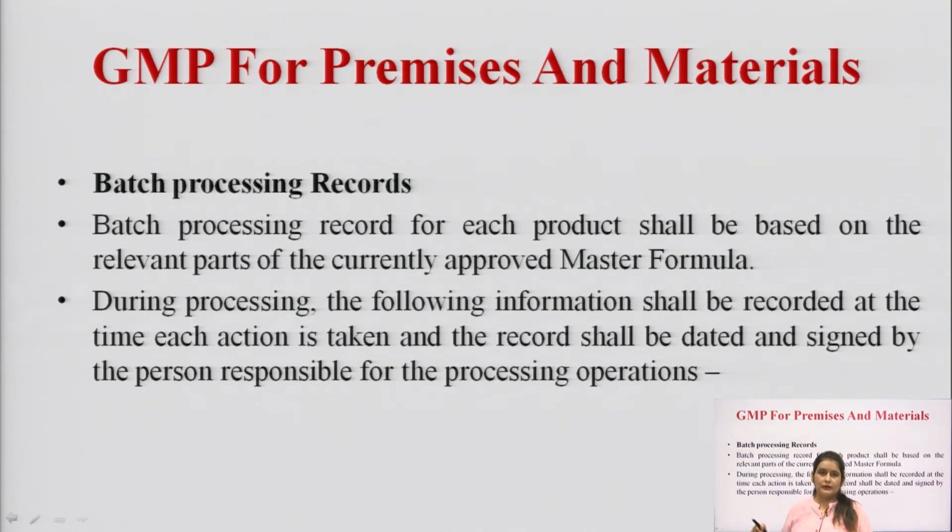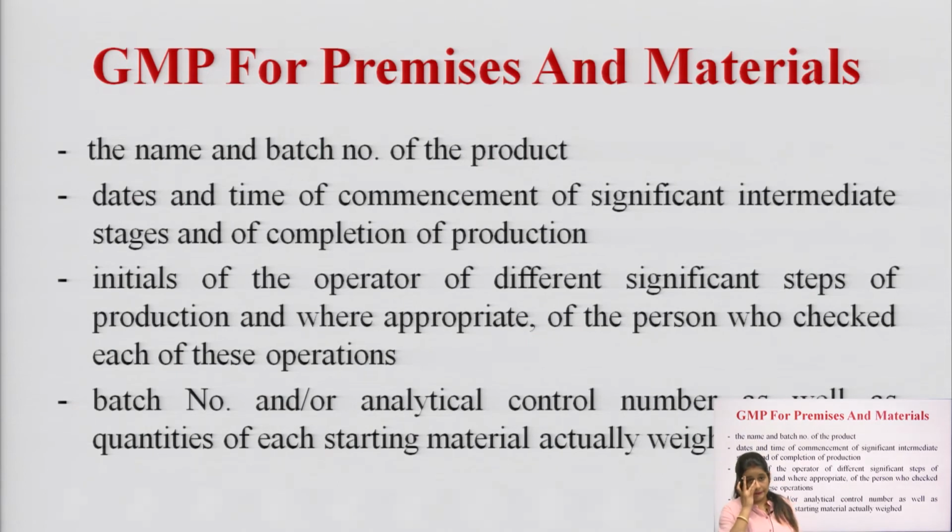During processing, the following information shall be recorded at the time each action is taken, and the record shall be dated and signed by the personnel who are responsible for processing operations. The batch processing record includes the name and batch of the product, date and time of commencement of significant intermediate stages and of completion of product, initials of the operator of different significant steps of production, and where appropriate, of the person who checked each of these operations.